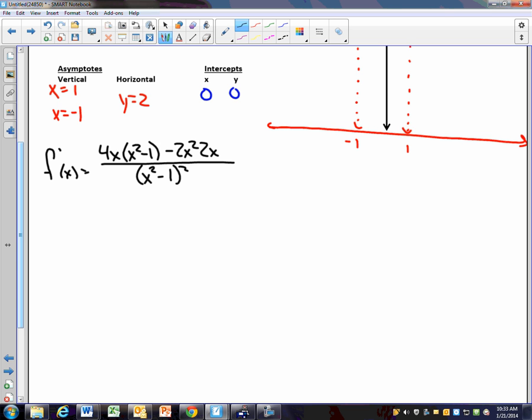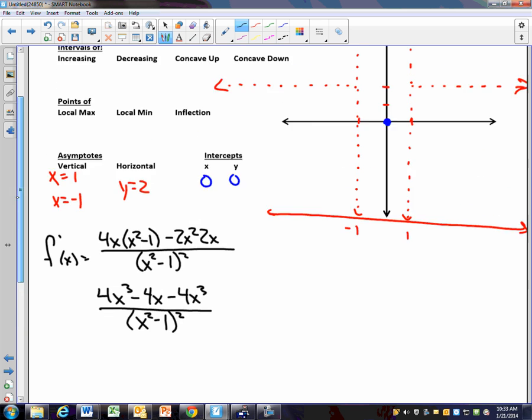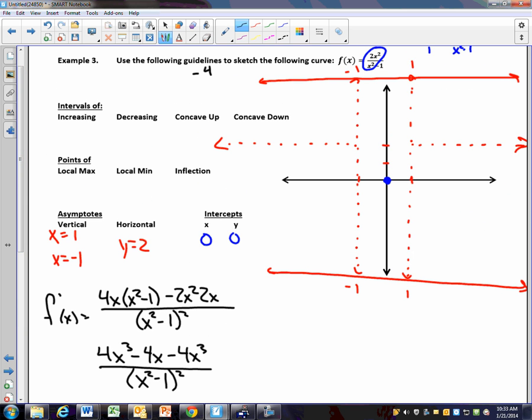If we reconcile this, or simplify it, excuse me, we end up with a 4x to the third minus 4x minus 4x to the third over x squared minus 1 quantity squared. What does that simplify to? Negative 4x over x squared minus 1 quantity squared. Well, look at that derivative. Where's that derivative undefined? 1 and negative 1. Do we already have those listed? They'll continue to come up.